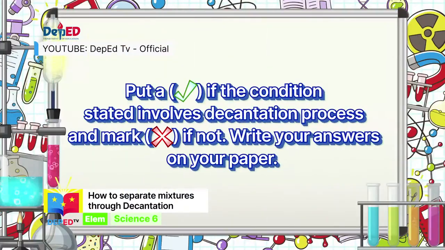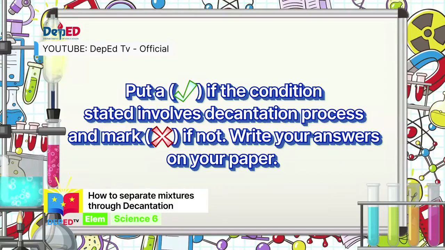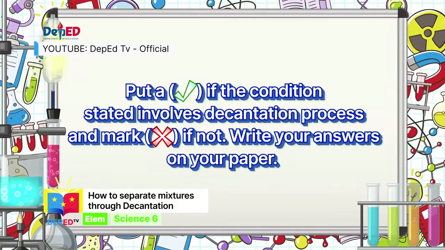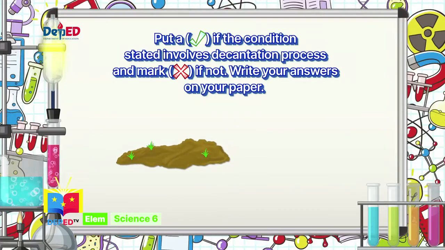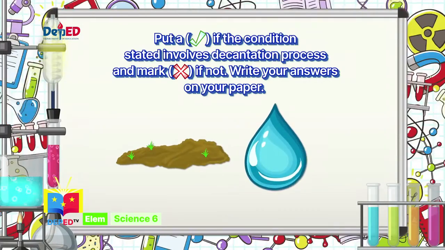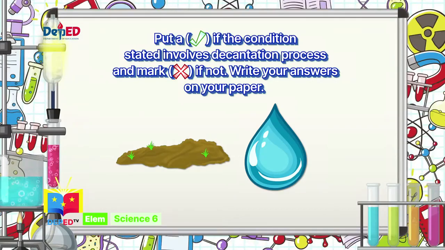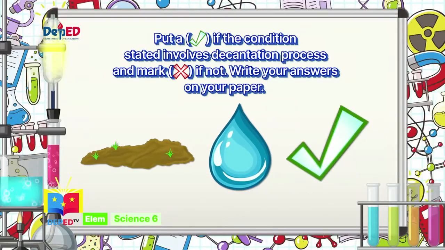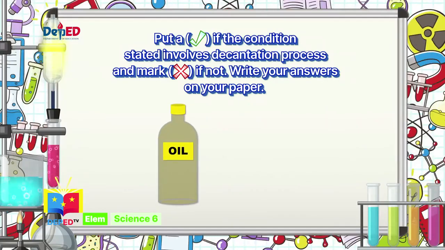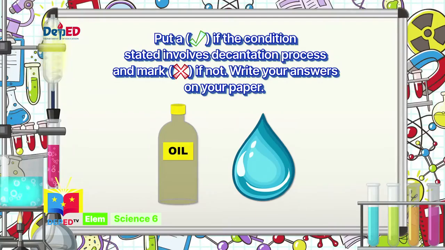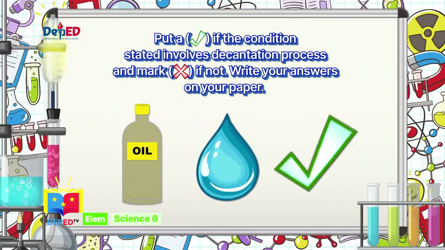Put a check mark if the condition stated involves decantation process and mark X if not. Write your answers on your paper. Number 1. Soil and water. The correct answer is check. Number 2. Oil and water. The correct answer is check.